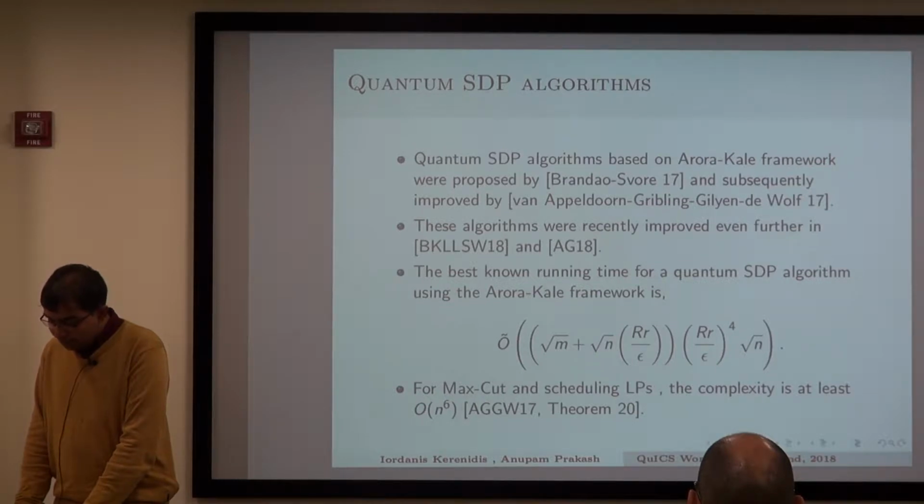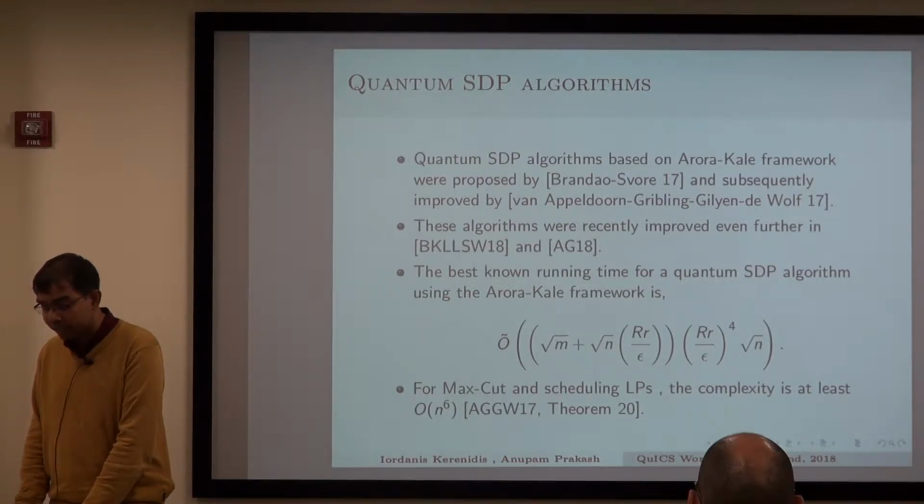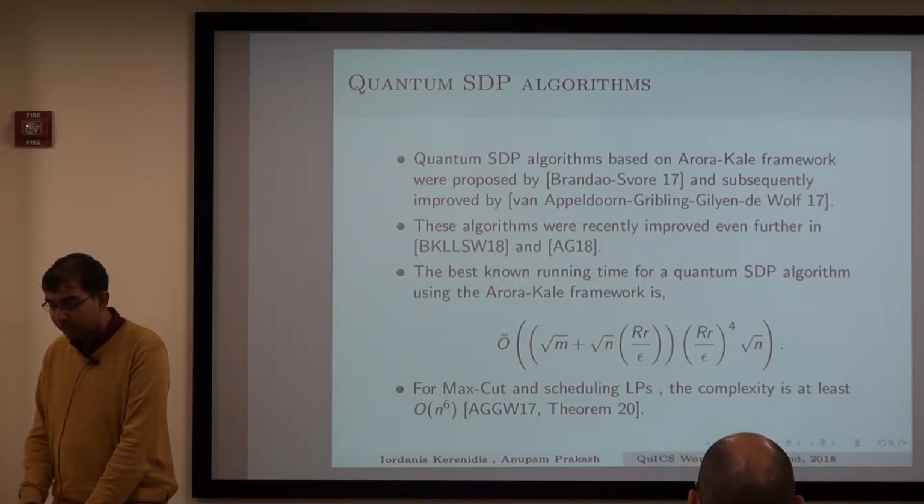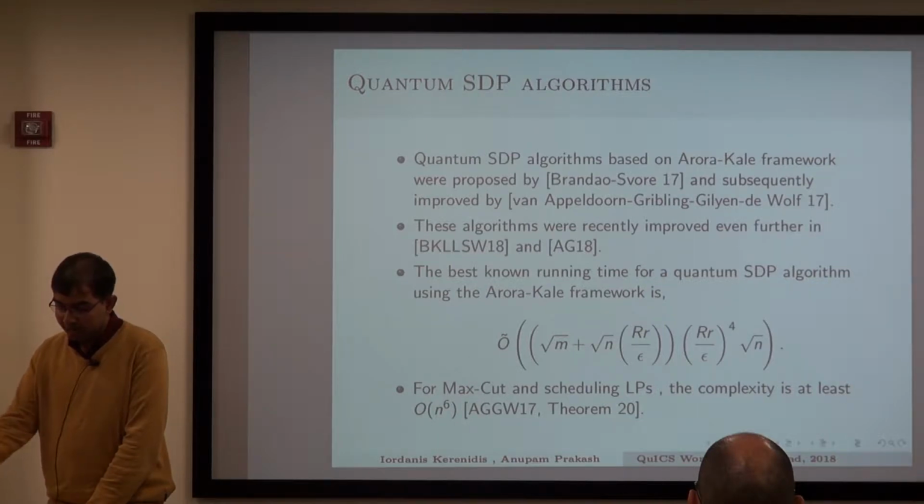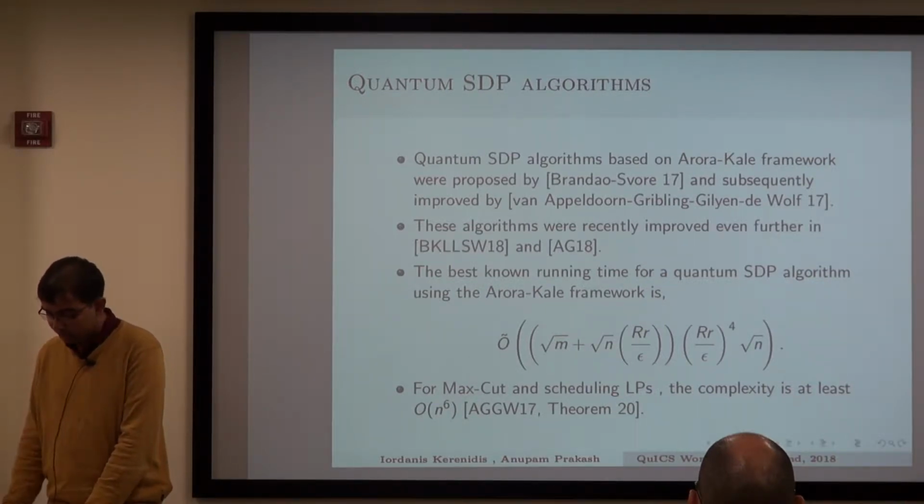So the best known quantum SDP algorithm using the Arora-Kale framework has the following running time. It has a square root m plus square root n times the width to the power 4, and another factor which can be at most root n. Also, we know that for combinatorial problems like max cut and scheduling LPs, the width parameter, this R r over epsilon, is at least linear.